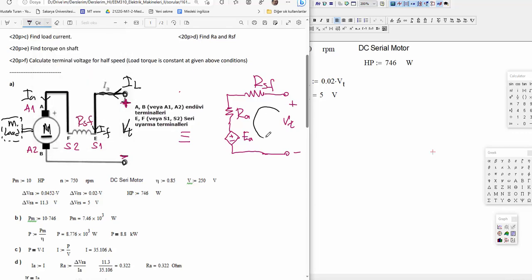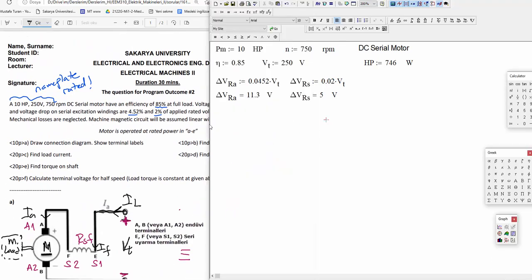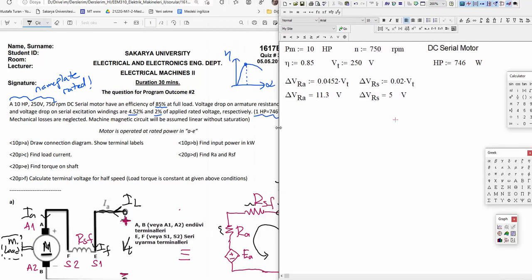Here is Kirchhoff's voltage law. All those currents are equal. That is the equivalent circuit. And some percentages of voltages are given across those elements. Let's define what is being given here.